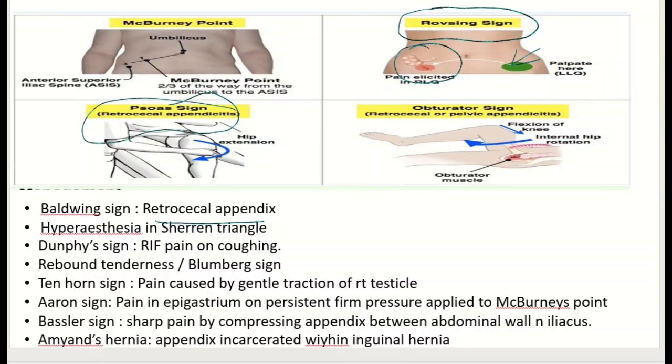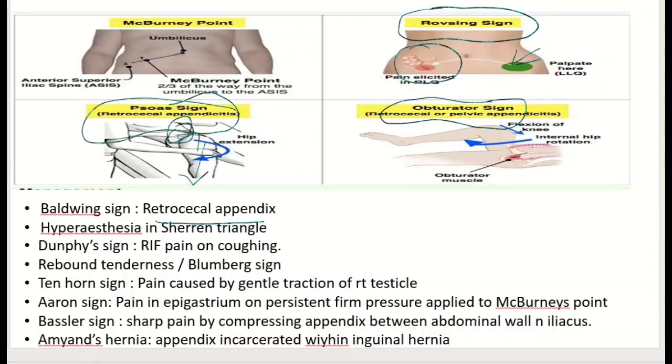Next comes Psoas sign, seen in case of retrocecal appendicitis. What happens if we hyperextend the right leg? In case of retrocecal appendix, it will cause pain in the right iliac fossa. Here you can see we have hyperextended the right leg. The patient is in lateral position, the hip is extended, and it will cause pain in the right iliac fossa.